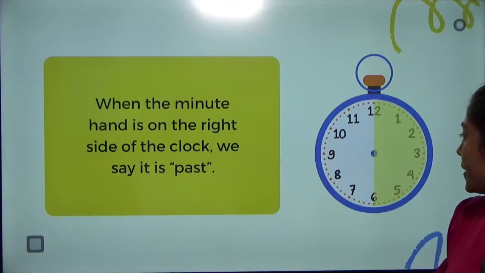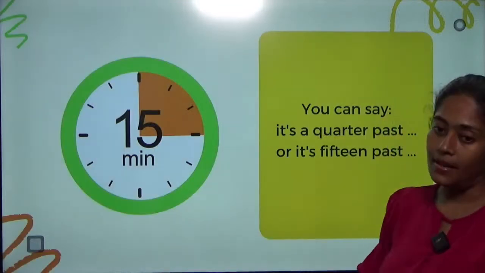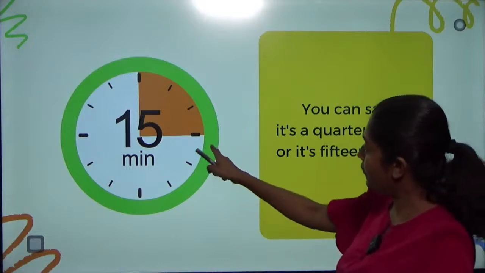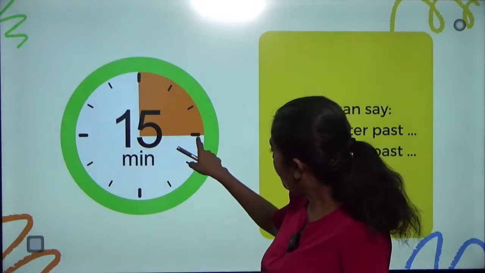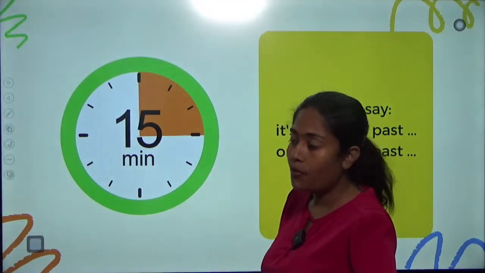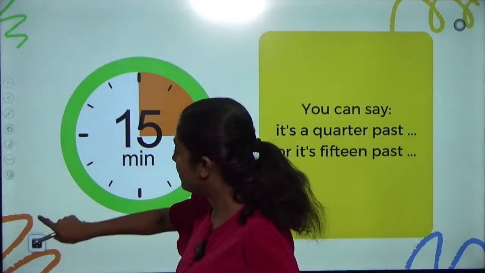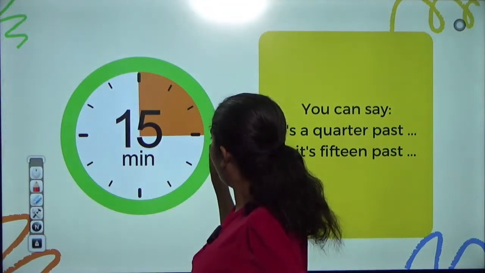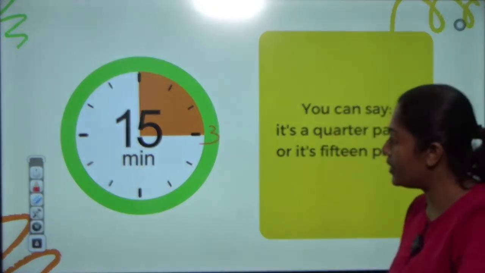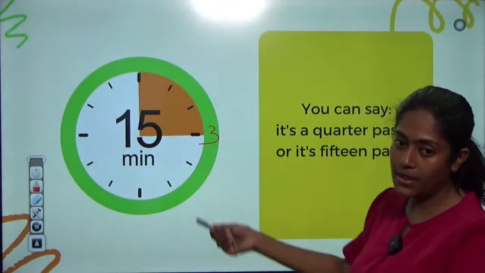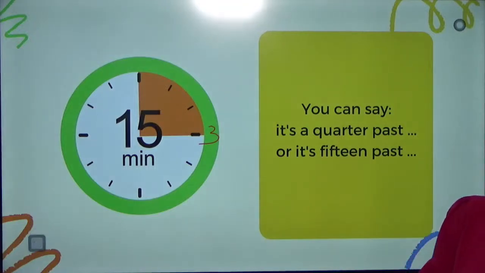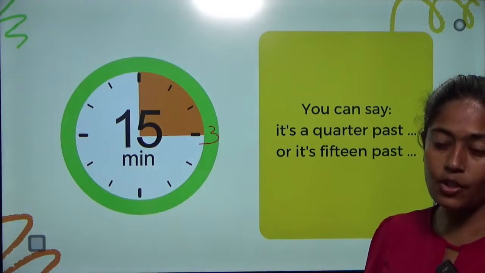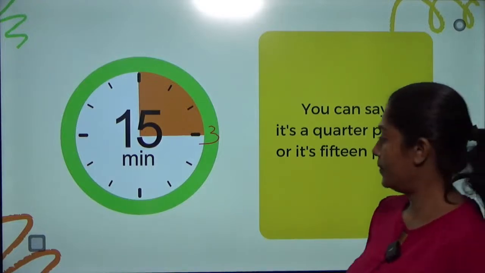Okay, right. Then quarter past, or 15 past. That means if your minute hand pointed to, what is the number here? 15. Right. When it's pointed to 3, we can call it 15 minutes, then you can say quarter past or 15 past, right? Got the idea? Yes.